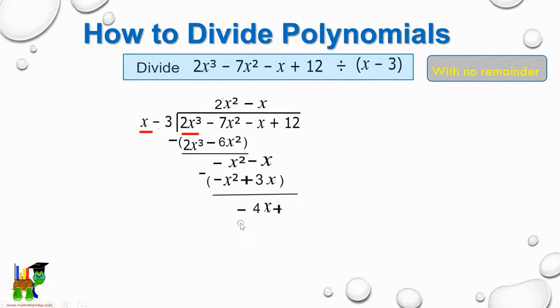Bring down the next term, 12. So what do you multiply with x to get negative 4x? You have negative 4. Multiply that. Negative 4 times x is negative 4x. Negative 4 times negative 3 is positive 12. So you're subtracting the same terms there. So your answer will be 0. No remainder.